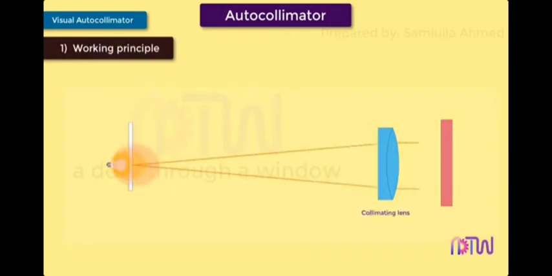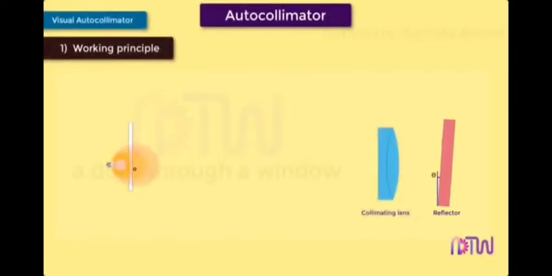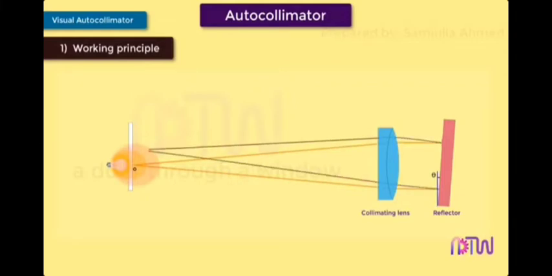A light ray passing from a collimating lens strikes a plane reflector and gets reflected back in the same path. This happens only if the plane reflector is perpendicular to the incident rays. In this case, the reflected rays fall at the same point from where they were projected, that is at point O. If the reflector surface is at an angle theta, the incident rays are reflected at 2 theta and the reflected rays fall at point O dash.